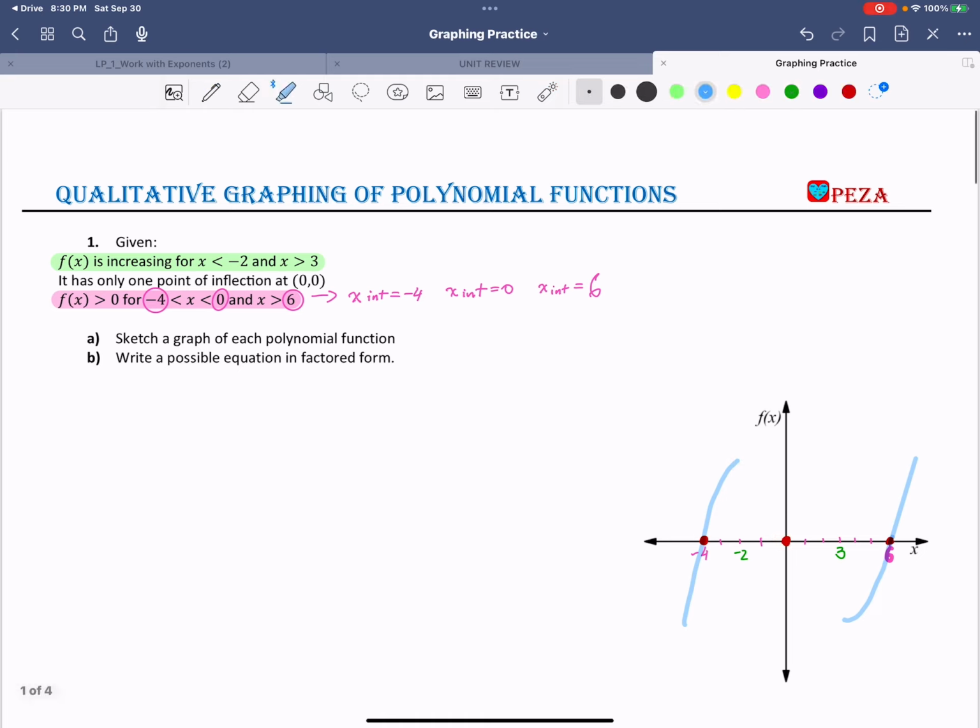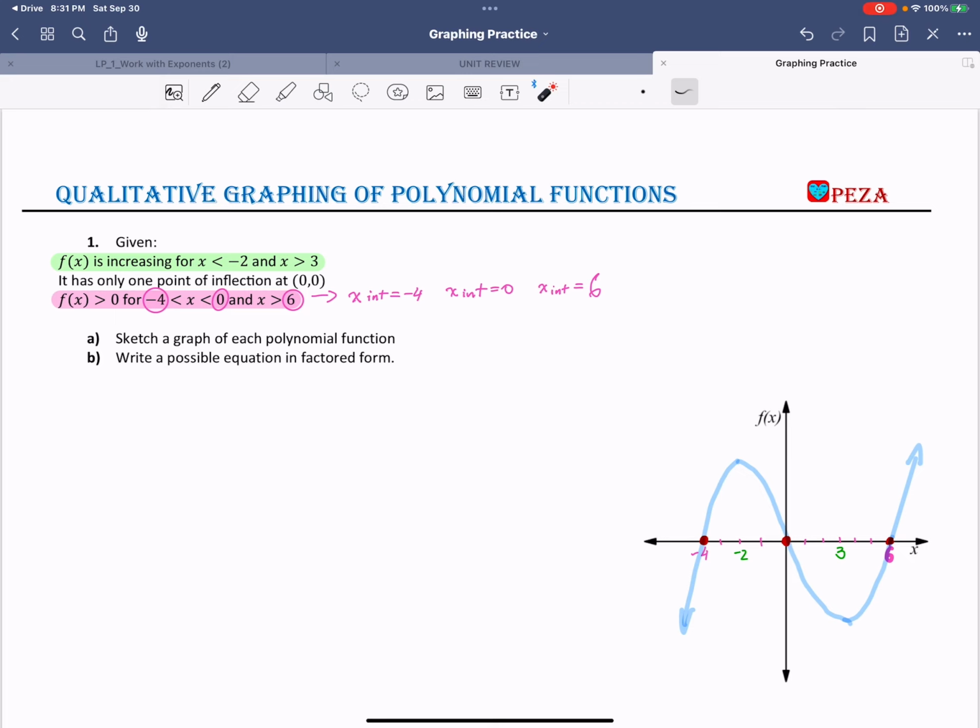And I will draw the graph of the function that passes through this point, and I'm going to keep it nice and simple here. There goes the graph of this function. Now, in the next question, we're asked to write a possible equation in factor form. Remember that when we are asked to find a possible equation, it means that there may be more than one equation that fits the description.